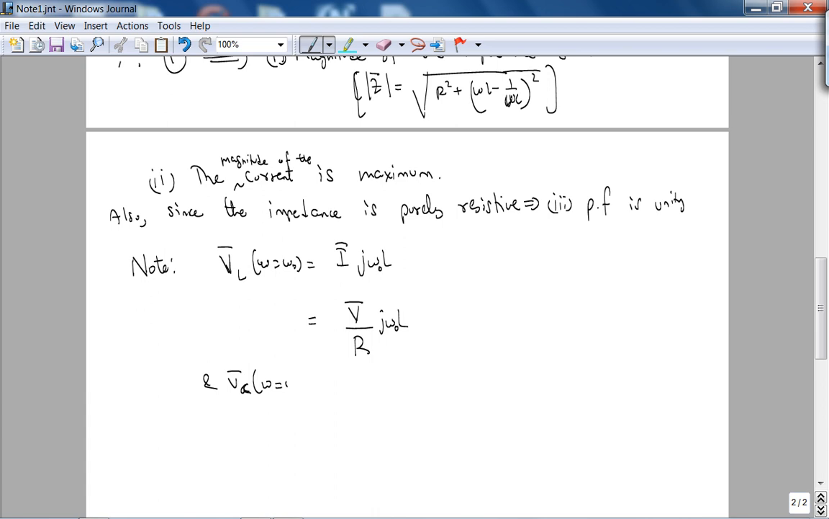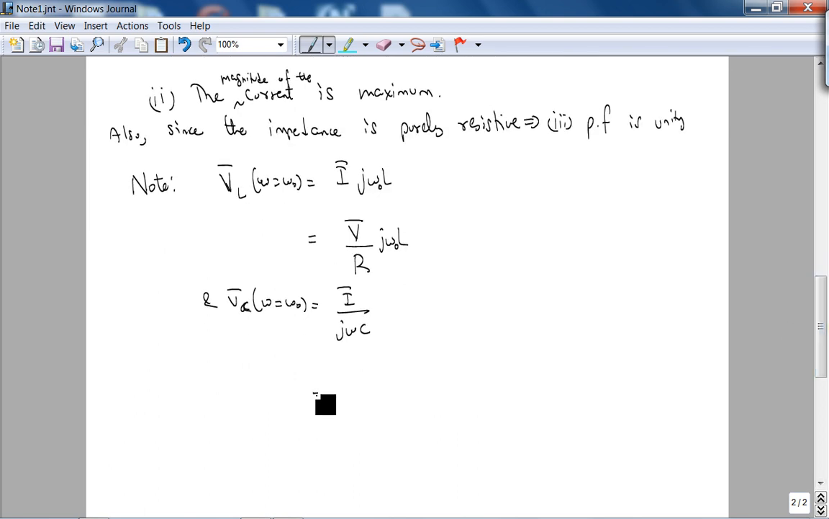And VC at omega equals omega naught is simply I bar over j omega c, which is simply negative V bar over R. So it's negative because you multiply under by j, V bar over R. Sorry, or omega c, and again this is omega naught. Okay.